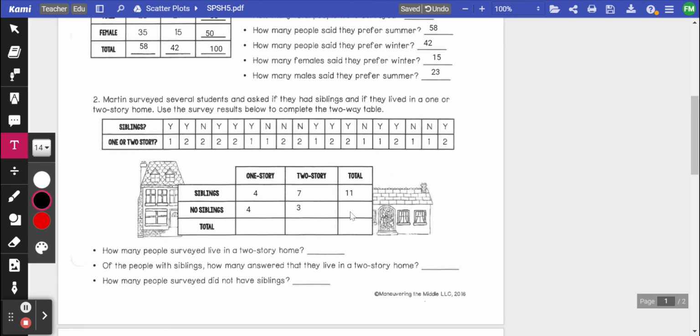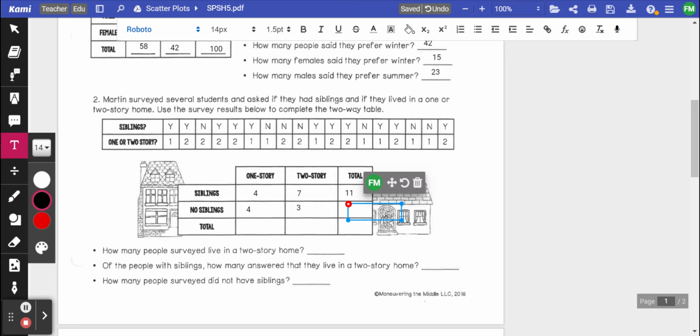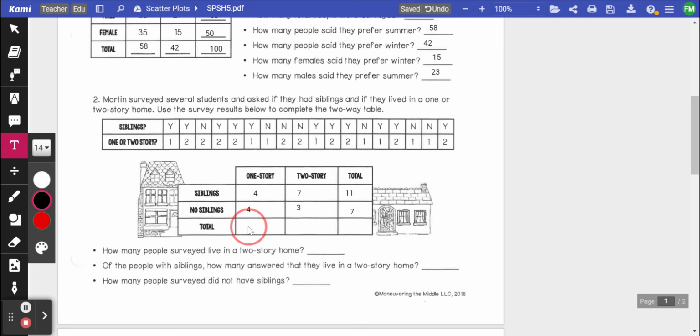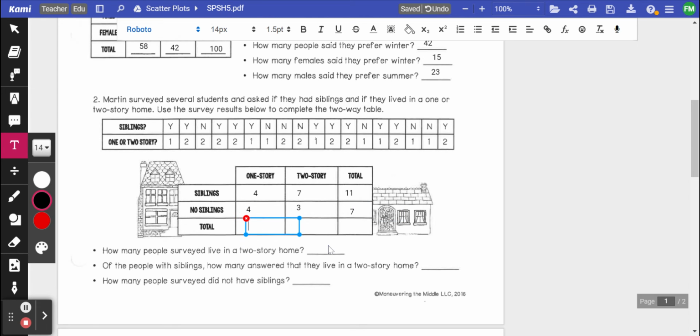All right. And that is a total of 7. Okay. Now I come down here. Total of people that lived in a single story. There you go. The Ocho, 8.